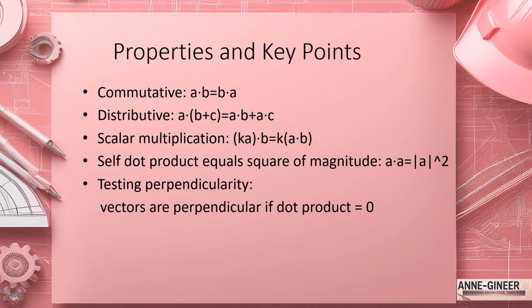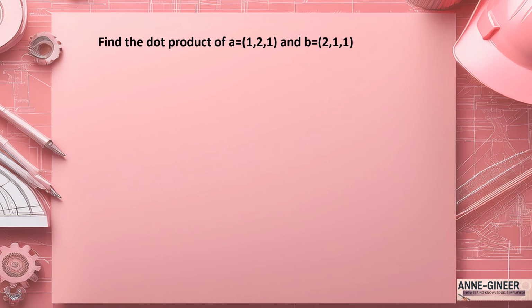So in testing for perpendicularity, if the dot product of the two vectors is equal to 0, it means they are perpendicular. For example, we are given here the coordinates of two vectors. So let's find their dot product.